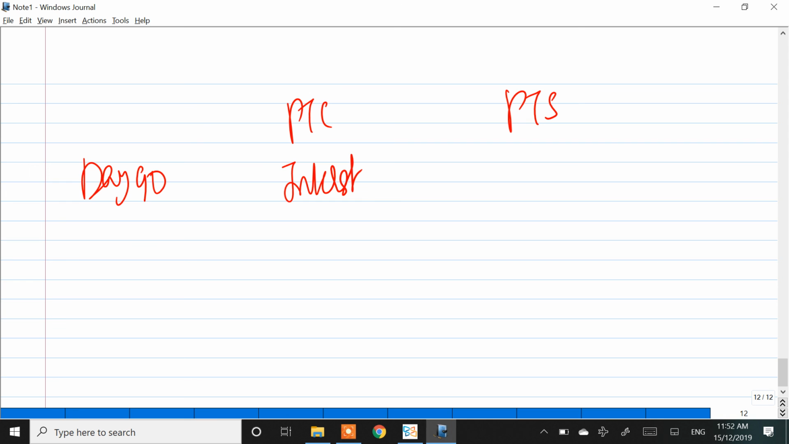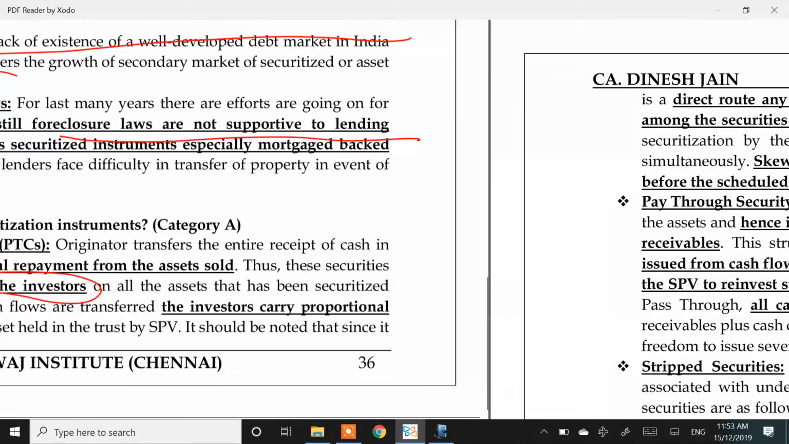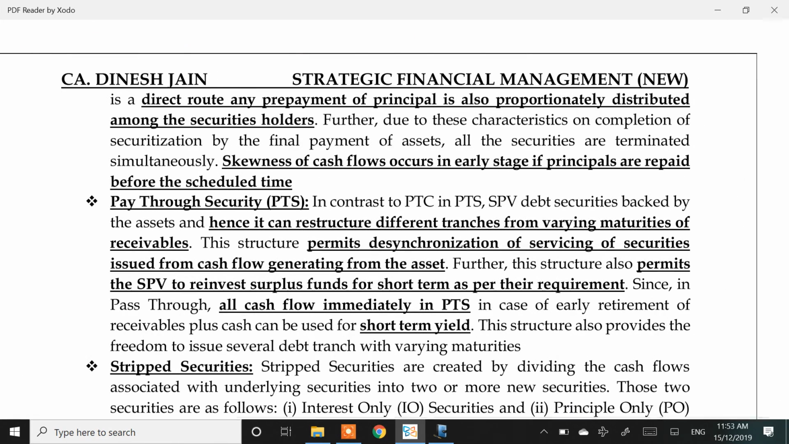In a PTS kind of arrangement, if there is a prepayment on day 60, instead of doing a prepayment, the SPV will invest this money for a period of 30 days and then pay the interest to the investors. Since it covers all cash flows, the investors carry a proportional beneficial interest. So if there is a prepayment of principal, that is also proportionately distributed.